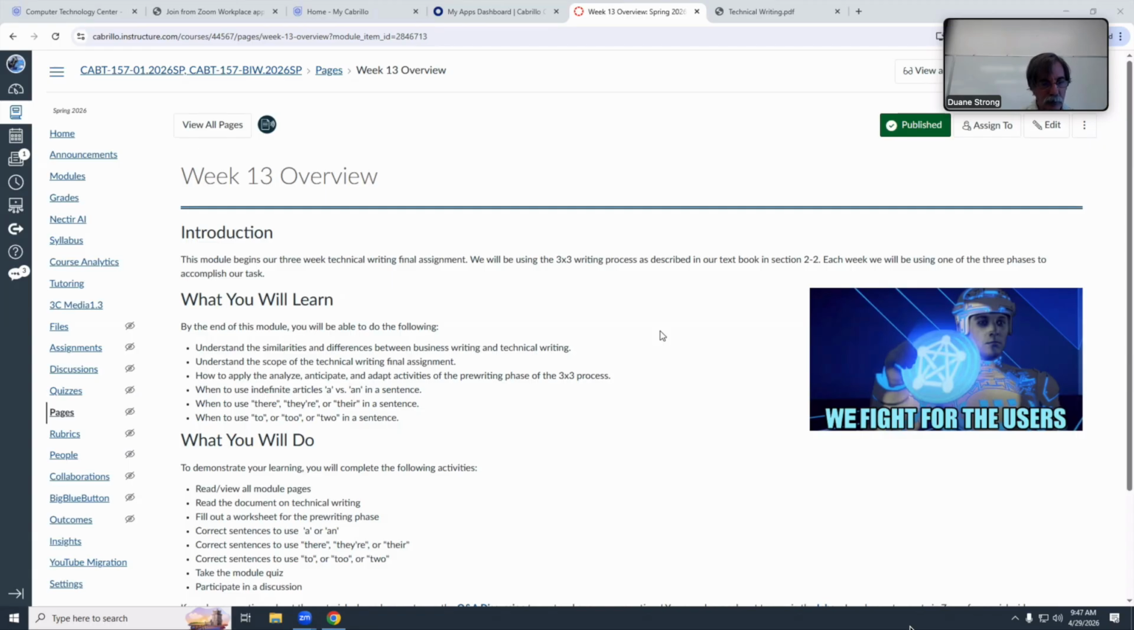And what we're going to do, the usual, read all the module pages. Since we're done with the textbook, I kind of wrote my own textbook on technical writing. It's only about 7 pages long. We're going to look at that today. And then we're going to fill out a worksheet for the pre-writing phase where you describe your analysis part. Then we've got the grammar stuff we'll do in class, correcting some sentences for a versus an, there, their, they're, and to, too, two. There's a small module quiz and a discussion.